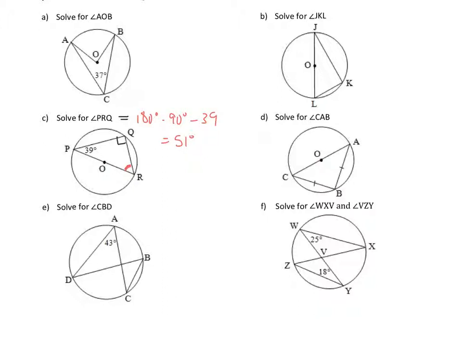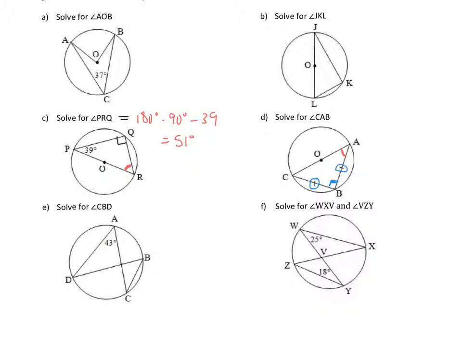All right, moving along, solve for angle CAB. So that's this angle here. Now, again, I've got a diameter CA, which then means that the angle at B will be 90 degrees. And I'm also noticing that it's an isosceles triangle because I have those hash marks.